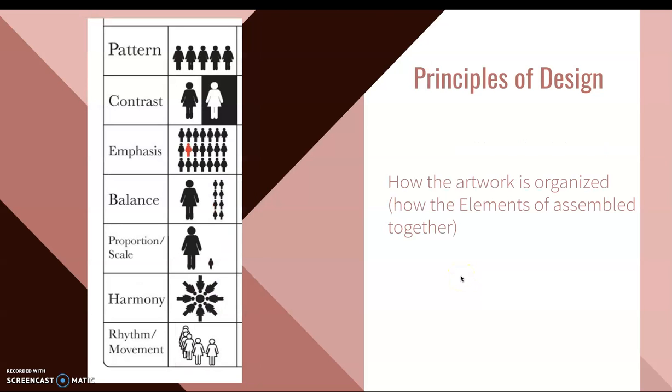The principles of design are how the artwork is organized. Basically, how are the elements assembled together? How are they actually put together? So for example, this pattern here, there are repeating shapes that are black. So the shape is repeating, the color black is repeating. Contrast, there's a difference of values. Emphasis, balance. Remember, there is symmetrical balance, asymmetrical balance, and radial balance. There's proportion, harmony, which we would call unity, and there's rhythm and movement.